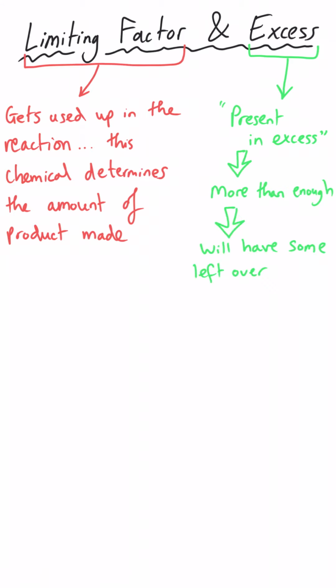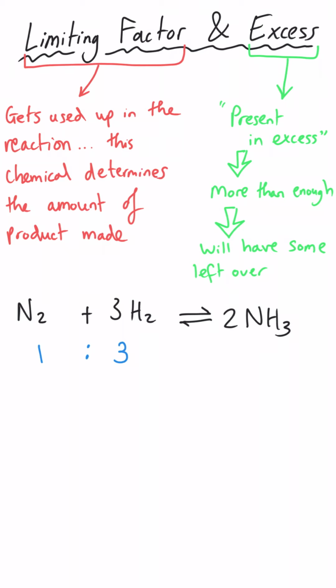It's like trying to do some baking and you've got half a dozen eggs and you're trying to make some cakes. If you've got 25 bags of flour, then the flour is present in excess and the eggs are very definitely the limiting factor. If we just use the example of the Haber process again, we can see by looking at this equation that the ratio that nitrogen reacts with hydrogen in is 1:3.